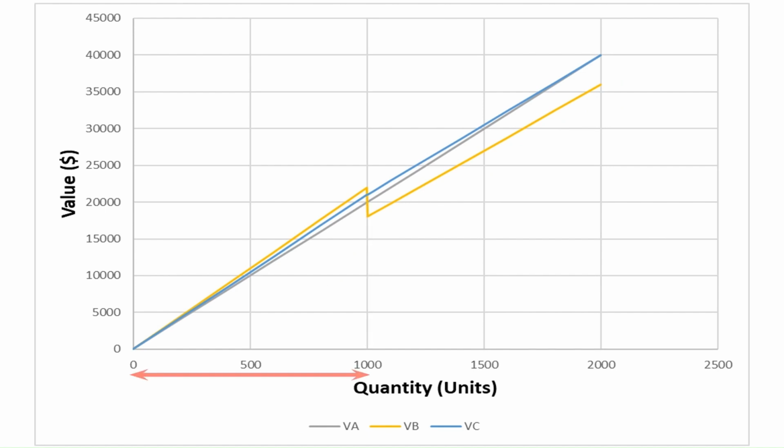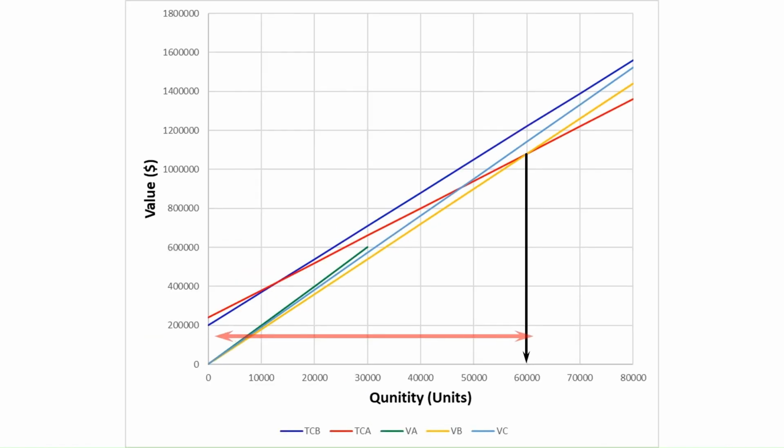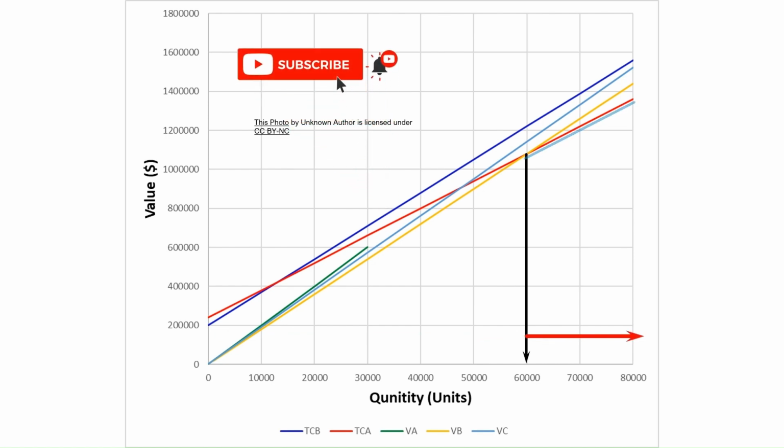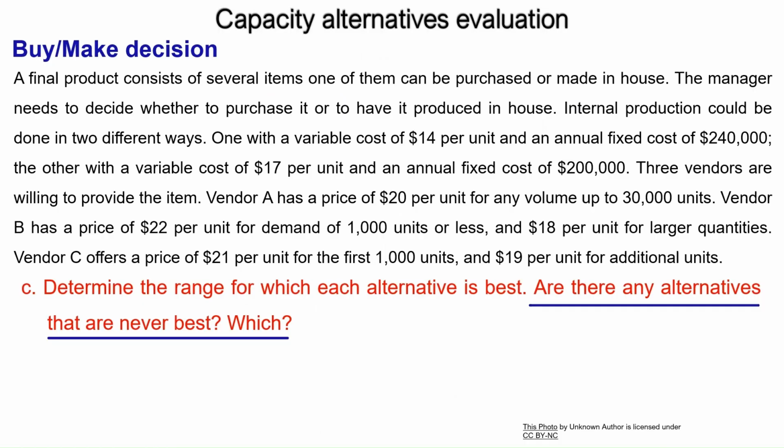It is clear that for a quantity less than or equal to 1,000 units, vendor A yields the lowest cost. While if the quantity is more than 1,000 units and less than 60,000 units, vendor B yields the lowest cost. And for quantities of more than 60,000 units, producing the item in-house using method A yields the lowest cost. Finally, are there any alternatives that are never best? Which? The answer is yes.